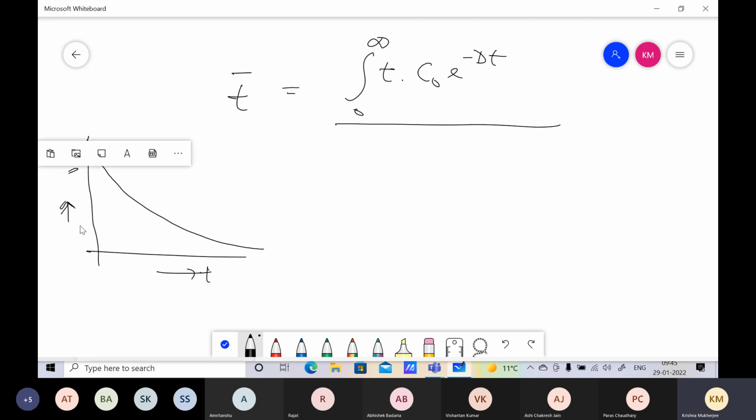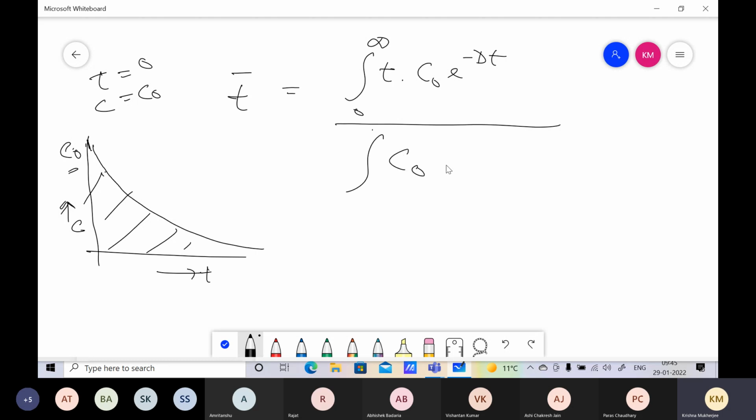So this was c, and this is c naught. It starts at t is equal to 0, where c is equal to c naught, and this is t going to infinity. So 0 to infinity, this divided by, and of course this area has to be normalized. So divided by t bar will be just this, right? C naught e raised to the minus dt. This has to be equal to 1, right? So you want to normalize it. So what is this integration? This is the mean time. This is the mean residence time.